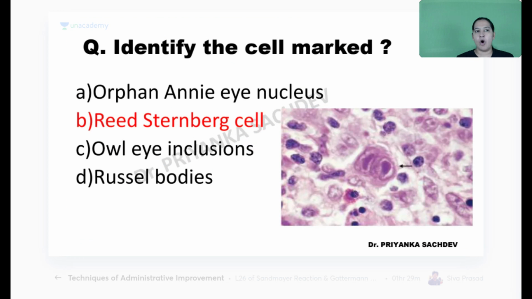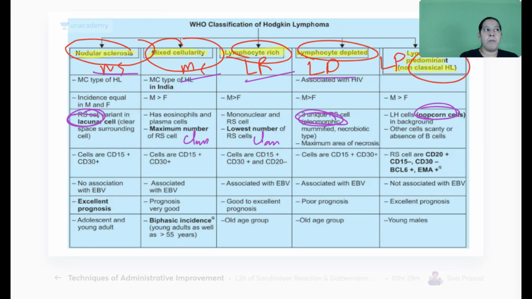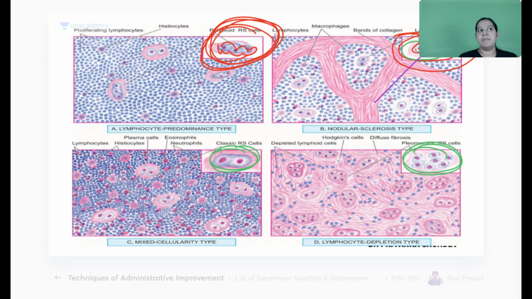This time the question is on this classical one. Can you see this is the cell? These are the 2 nuclei of the cell. Inside each nucleus, this is the nucleolus. This is typically a classical RS cell. Maybe next time a question can come on popcorn type or lacunar type. So you should know all of them. There are 4 types of RS cell. The image of all 4 is in front of you. Give me a thumbs up.